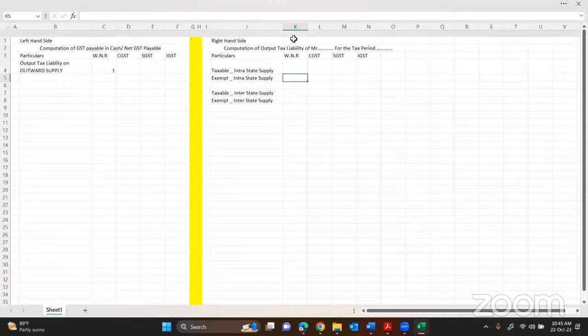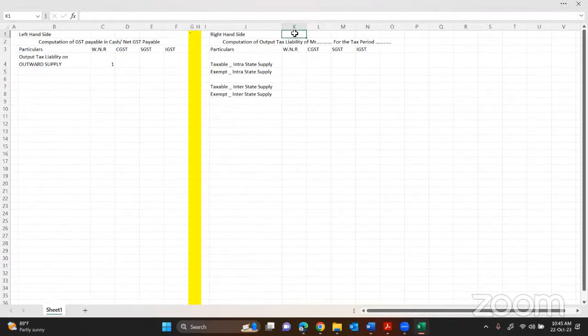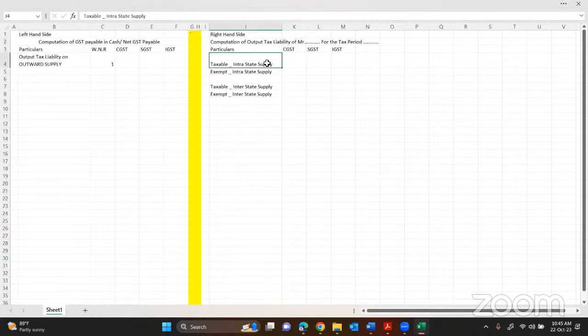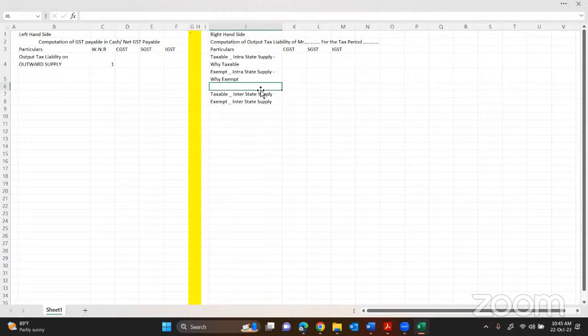See, I won't reckon a separate working note when it comes over here. The reason is very simple and straightforward. Working note will confuse yourself. So write all the explanations here itself. So that is to say, why taxable, why exempt. You please write here.